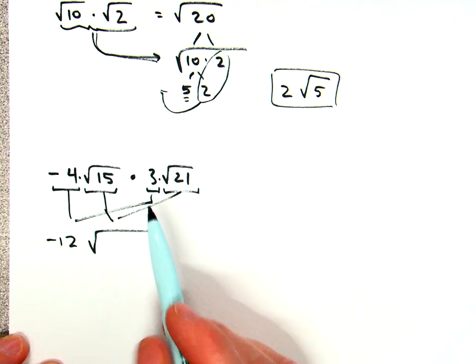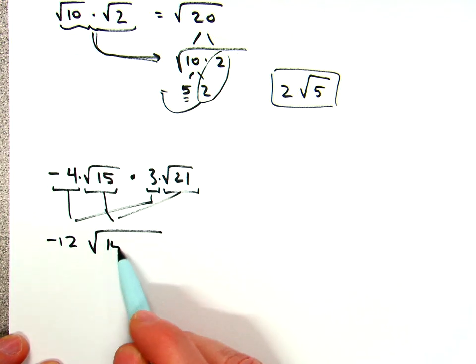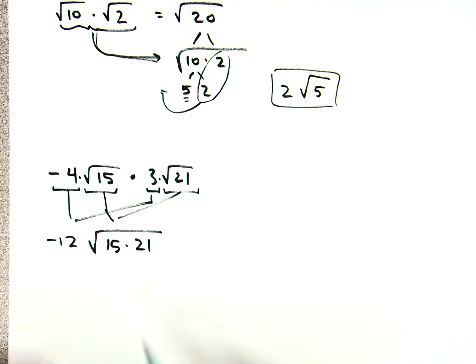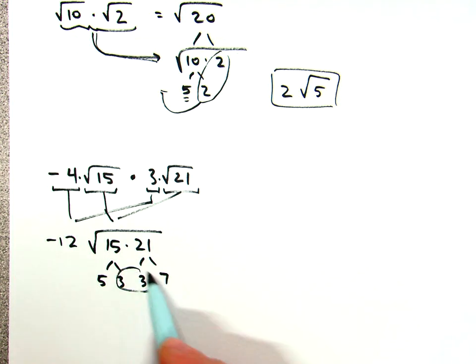So instead of figuring out what 15 times 21 is, I'm just going to put 15 and 21 underneath the same root, because whatever that product is, I'm going to want to break them right back down. And then I'm just going to go from here, right? I can break down 15. What's that? 5 times 3. I can break down 21: 3 times 7. And then we have this pair, so we can pull that pair out.